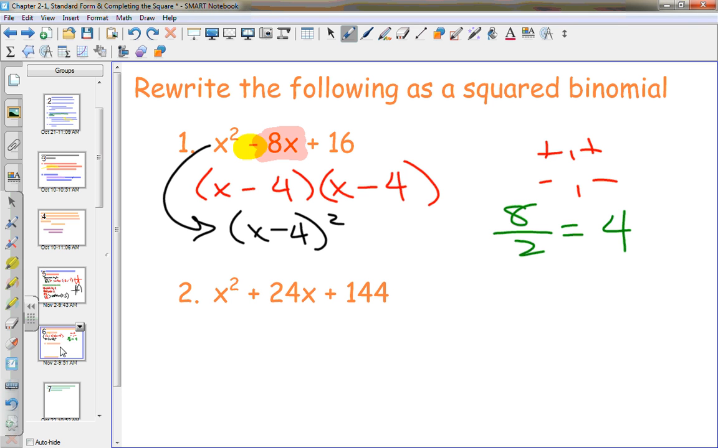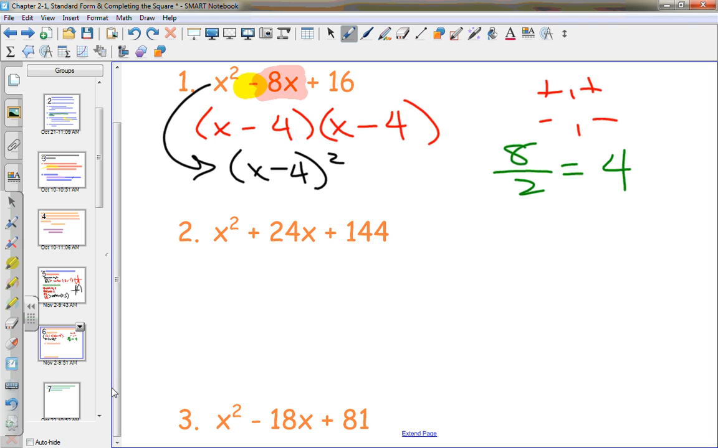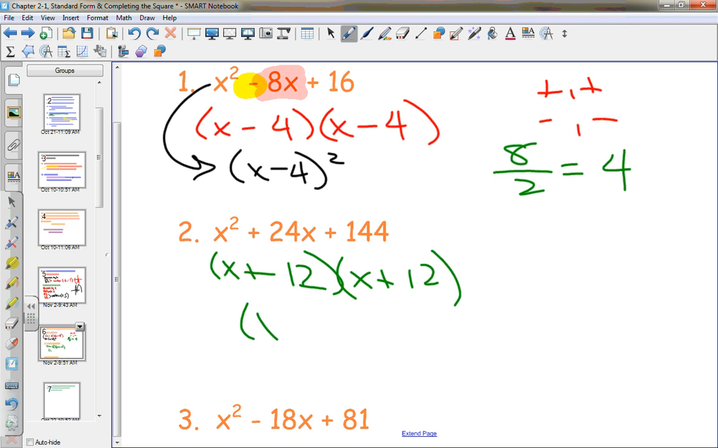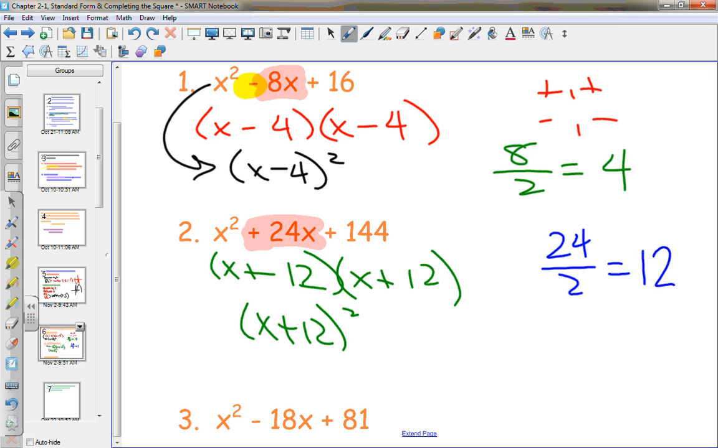Before I do the trick, let's first factor this into 2 binomials like you already know to do. Plus and plus. Factors of 144: 12 and 12, does that give me 24? Yes, it does. So I have x plus 12 quantity squared. Well, if I take my middle term and divide that by 2, what does that give me? 12. Isn't that exactly what I needed there?